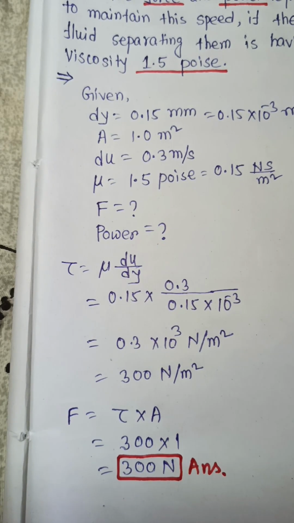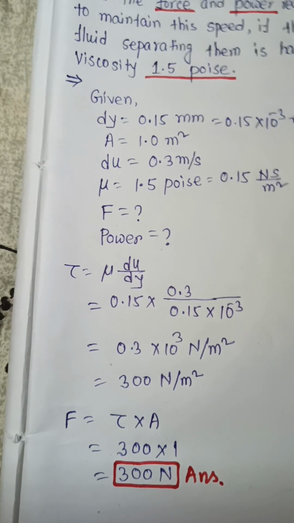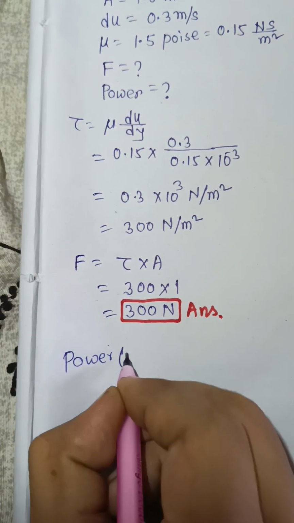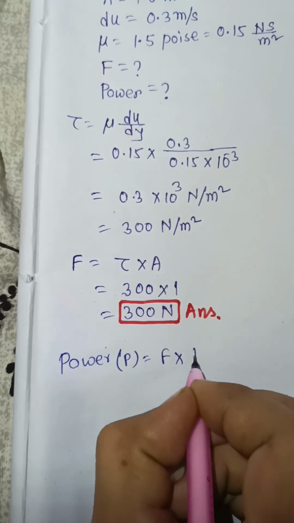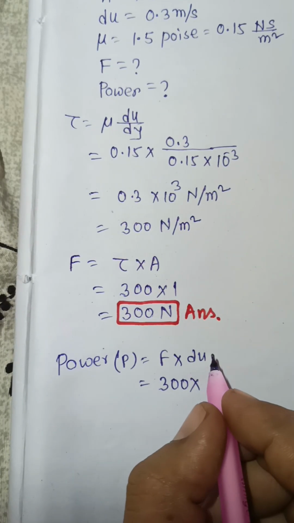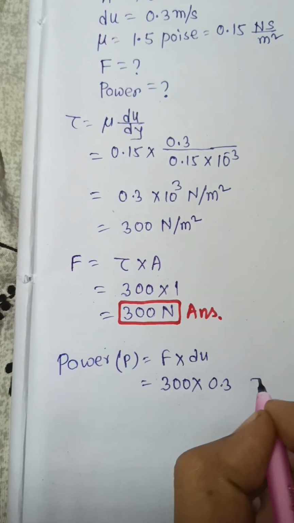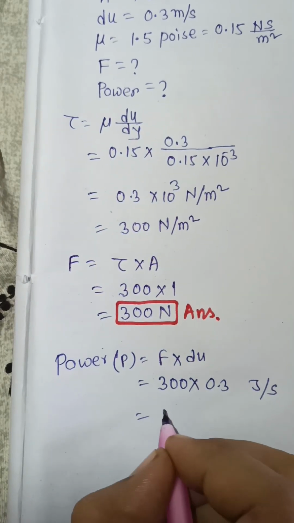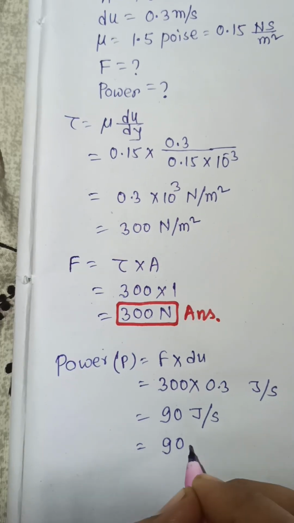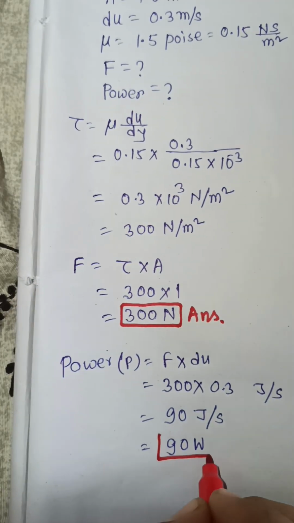And for the other answer, you have to calculate the power also. So how to calculate this power? Power P, we know the formula, F into du. What is the value of F? That is 300 into du, that is given, 0.3. So the unit will be joule per second. So this will be 90 joule per second. This will be the second answer.